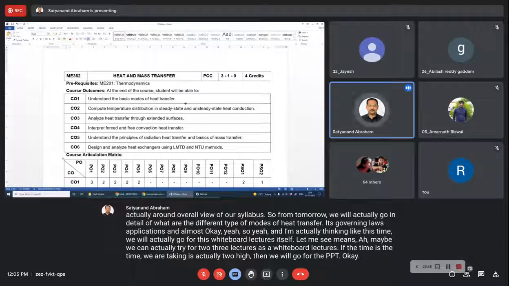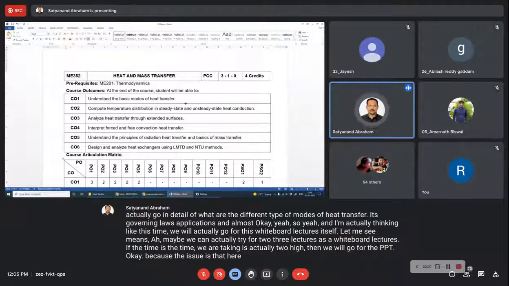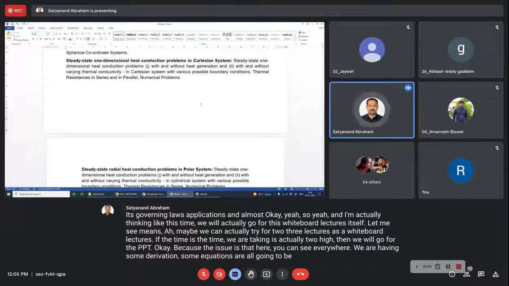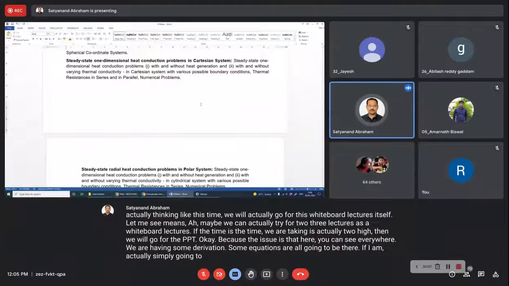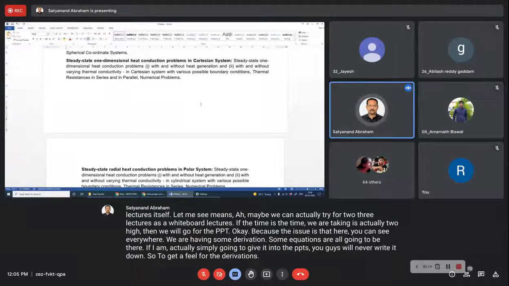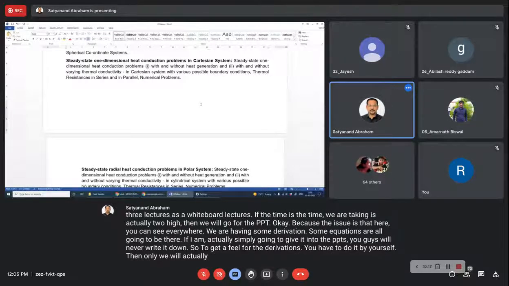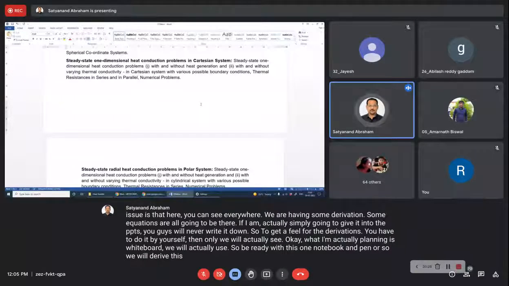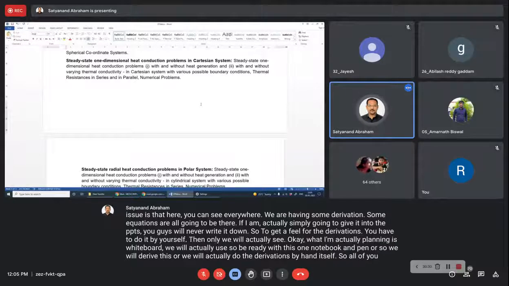Because the issue is that everywhere we have some derivations and equations. If I simply give it in the PPTs, you will never write it down. To get a feel for the derivations, you have to do it by yourself. Then only will you see. So I'm planning to use the whiteboard, so be ready with a notebook and pen. We will do the derivations by hand itself, so all of you will get a very good feel for this.